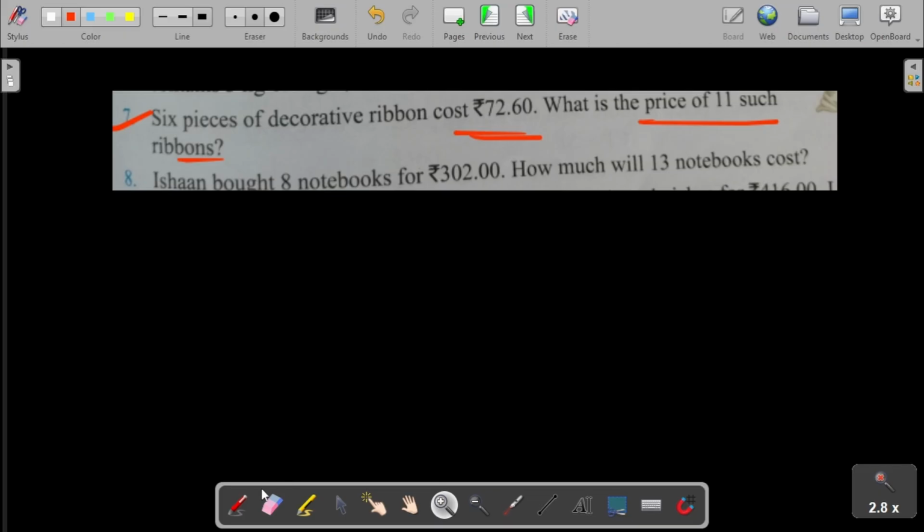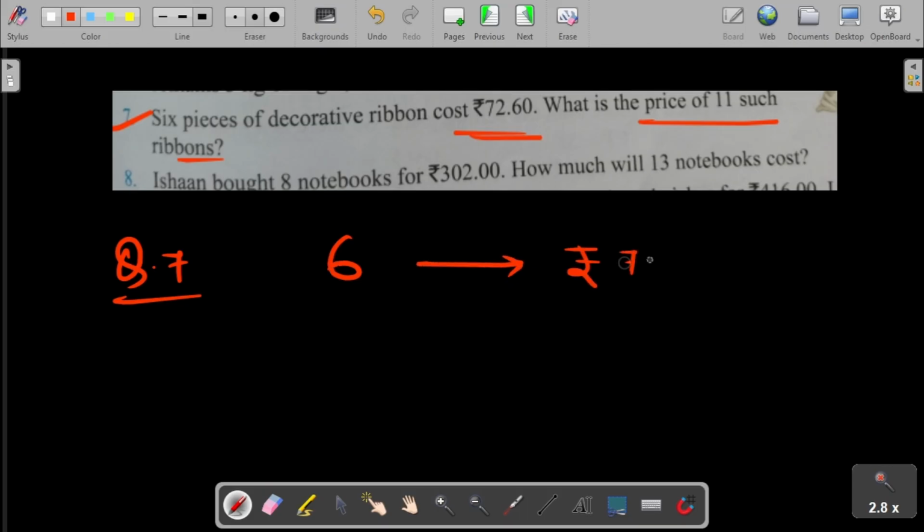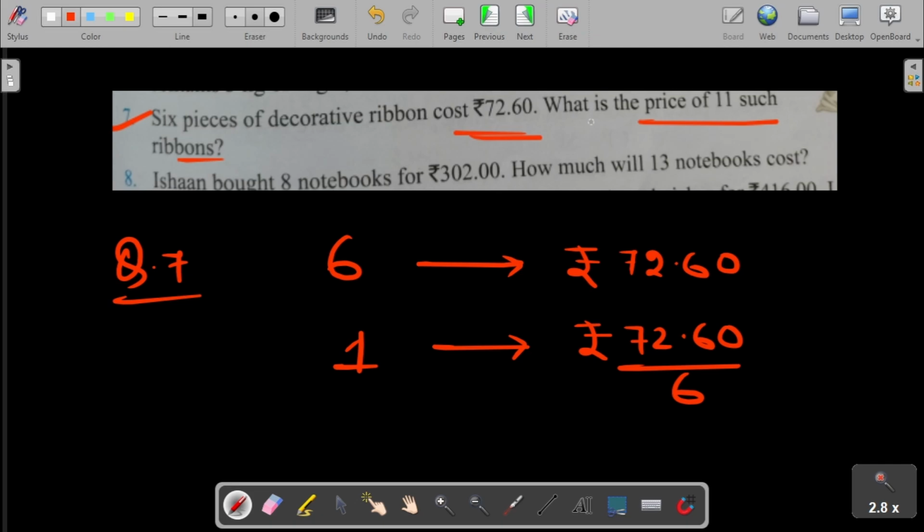Okay, so 6 pieces of decorative ribbon, question number 7. The answer: 6 pieces cost 72.60 rupees. Firstly we will find the price of one ribbon. One ribbon costs rupees 72.60 divided by 6. Now we want to find the price of 11 such ribbons.